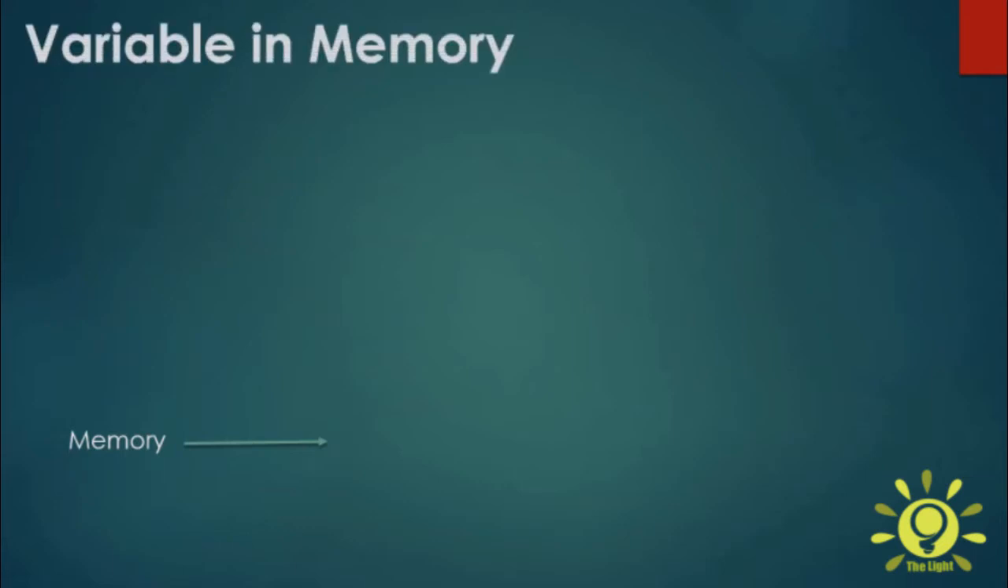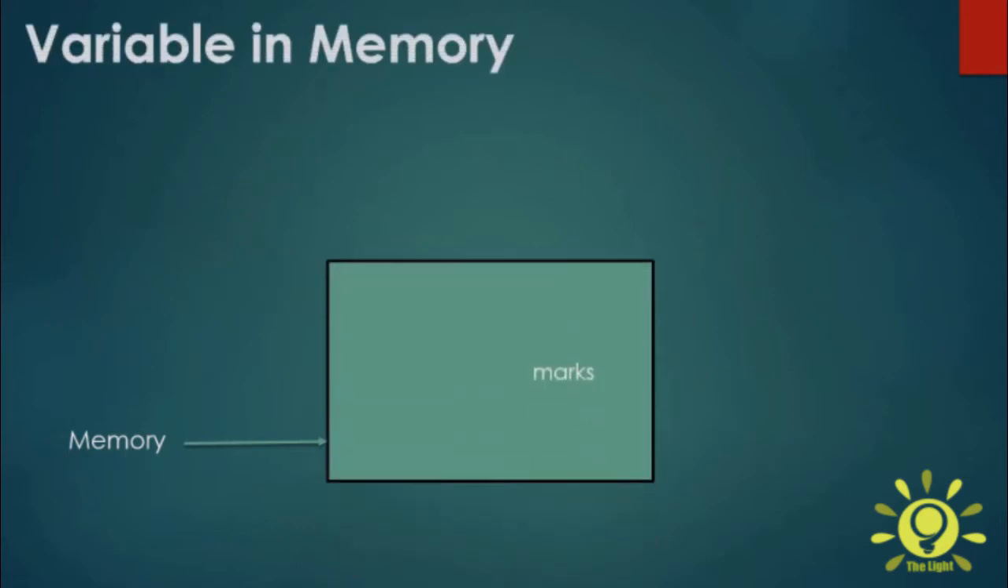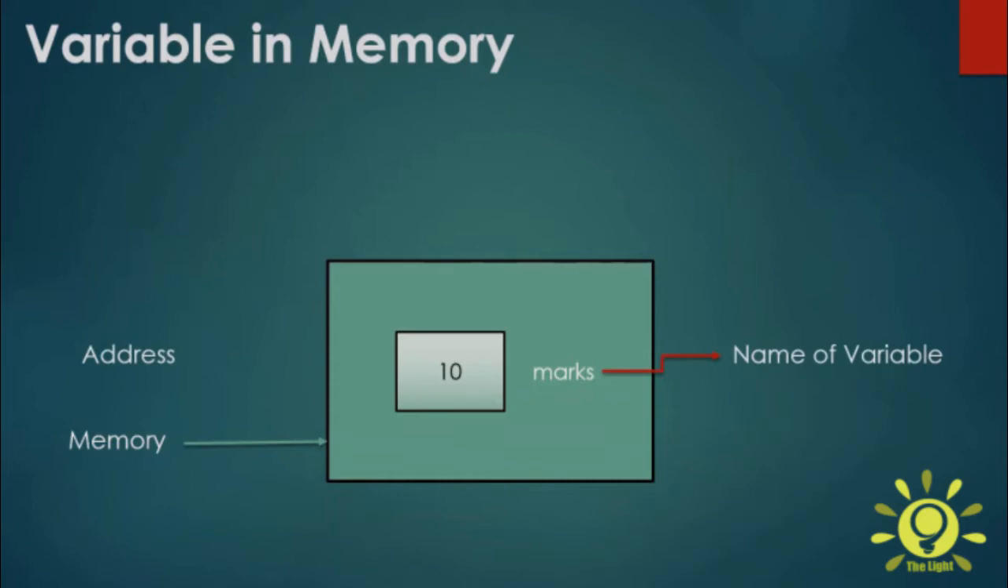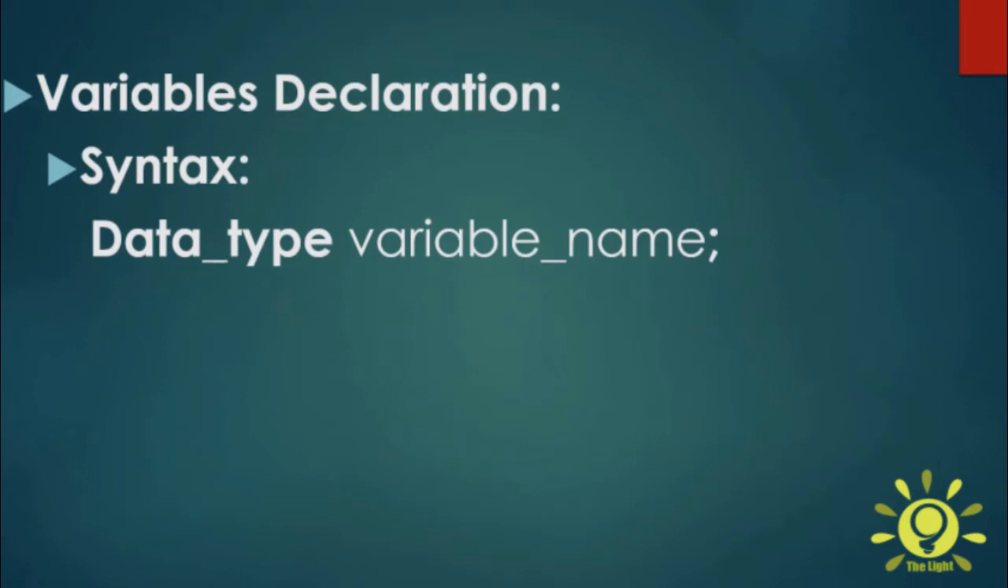So actually a variable is stored in memory. So guys, take an example. Here we declare a variable marks, so it's stored in memory. It also occupies some address, and marks is actually the name of the variable and 10 is the content of the variable. So guys, here is the question: how can we declare it in our program? It's really so simple. We just use the data type as we require, such as int, double, float, then the variable name and then the terminator.